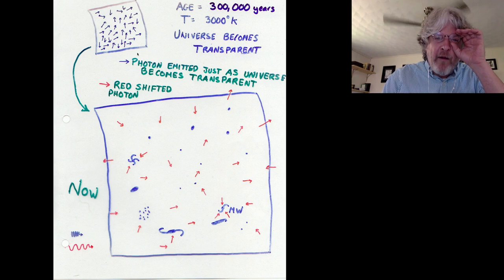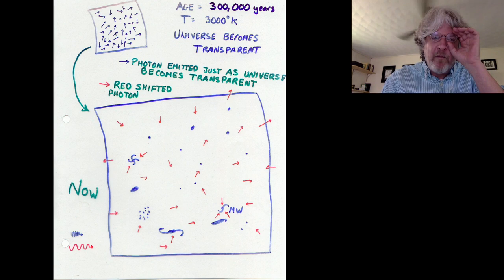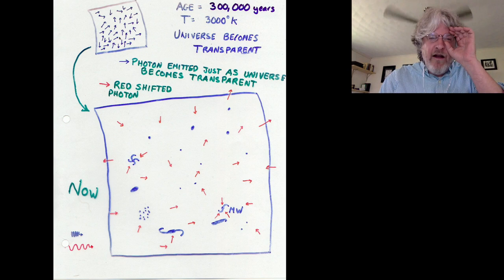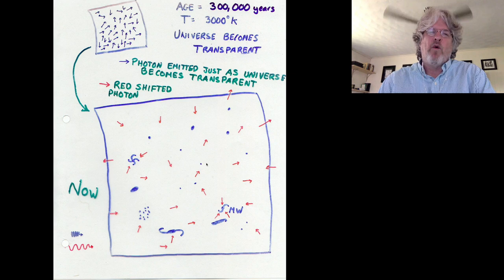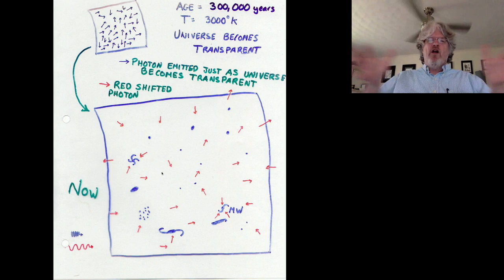At an age of about 300,000 years, the universe is opaque at this point. The photons are just sort of bouncing around, and then the universe becomes transparent. Just as the universe becomes transparent, those photons basically just continue to travel, and some of them aren't going to get messed with at all. They've just been on their way towards us since that point. And as the universe expands, the wavelengths of those photons are getting longer and longer and longer.